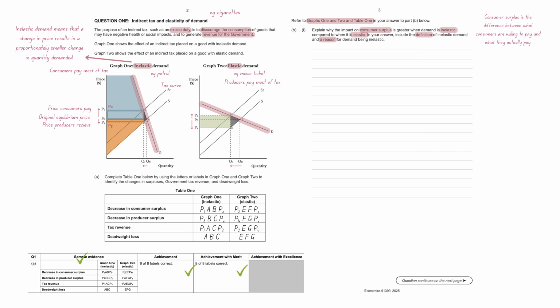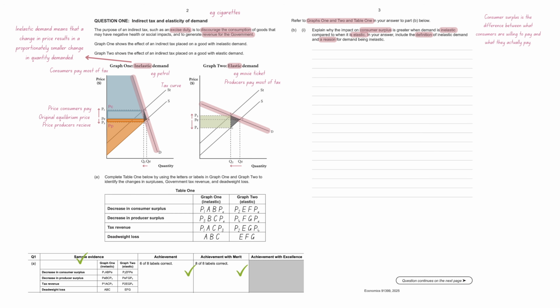The way the marking schedule is laid out is that typically you just answer the question and then that gets you achieved. And then if you answer it with a bit more detail, then that gives you merit. And then if you include all the relevant detail, including linking to the graph and using the keywords that they want, then that is excellence.